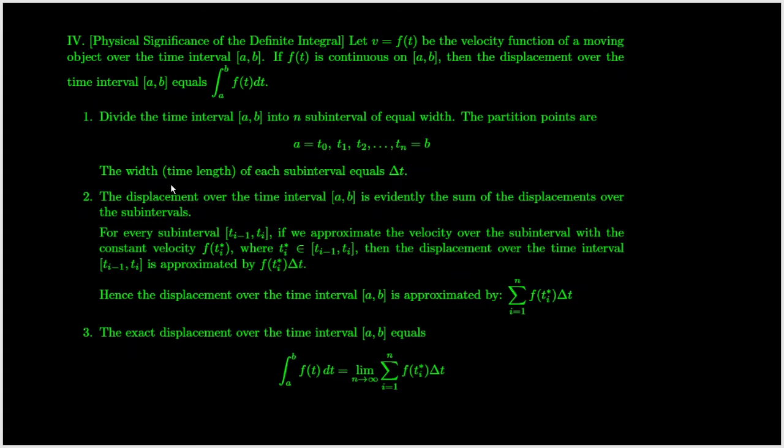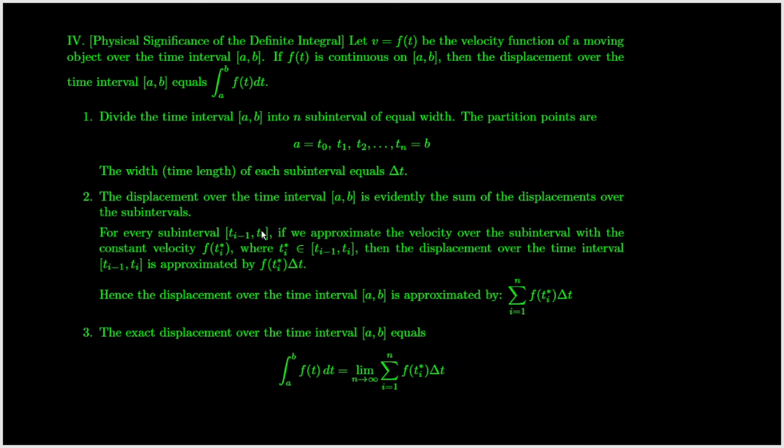Step 2. In this step, we'll approximate the displacement over the time interval from A to B by the sum of approximations of displacements over the subtime intervals. The displacement over the time interval from A to B is evidently the sum of the displacements over the subtime intervals.